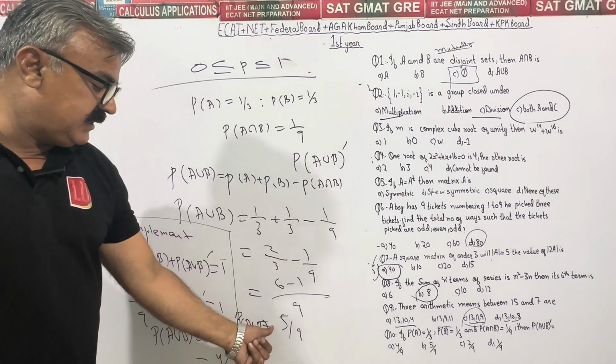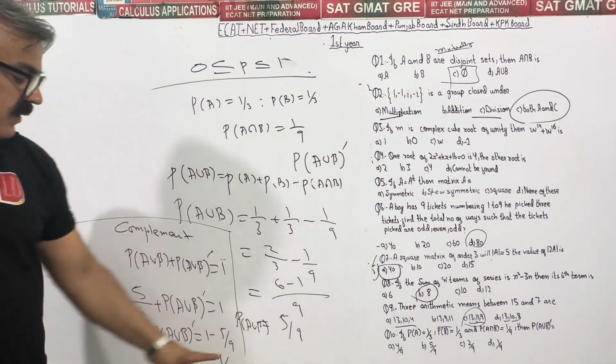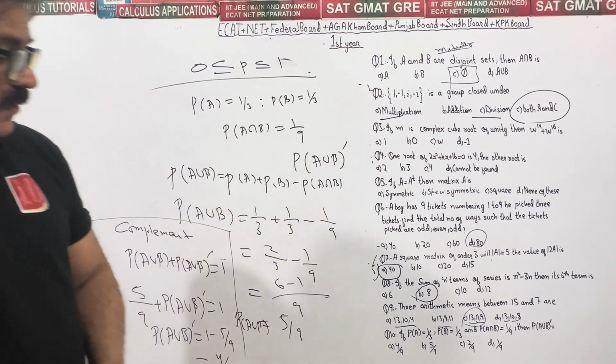You can find it directly, utilizing the complement law: subtract the probability of A union B from 1. 1 minus 5 over 9, the result is 4 over 9.